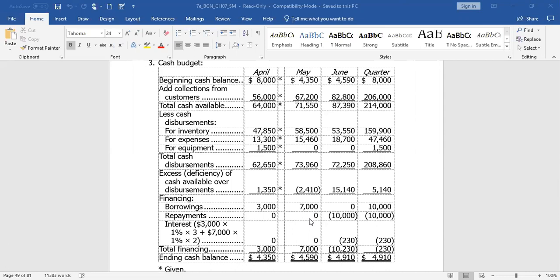So they would end up with an ending cash balance at the end of June of $4,910. So that's how we complete cash budgets. We need to have these assumptions in order to complete them, and they're so important in business to do, especially so that you could predict any borrowings you may need.